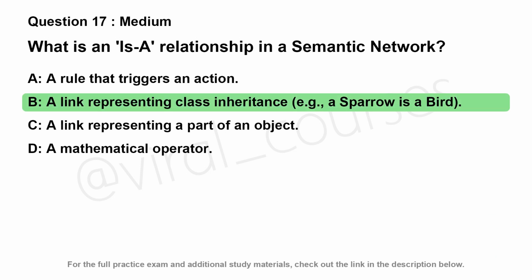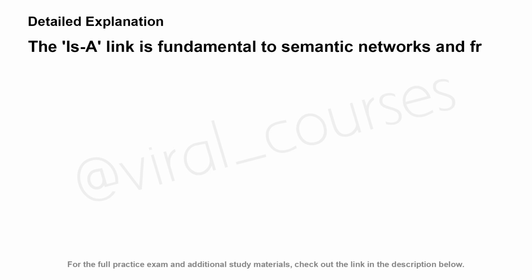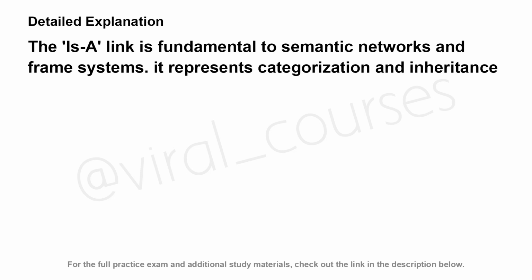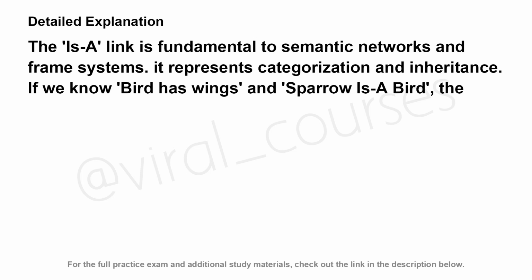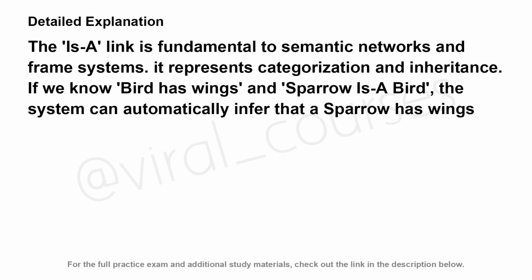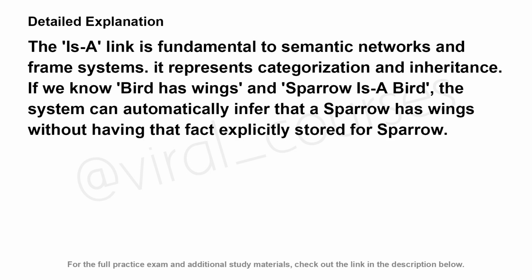The correct answer is B. The link is fundamental to semantic networks and frame systems. It represents categorization and inheritance. If we know bird has wings and sparrow is a bird, the system can automatically infer that a sparrow has wings without having that fact explicitly stored for sparrow.